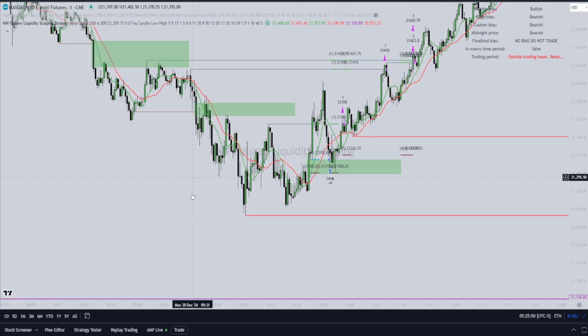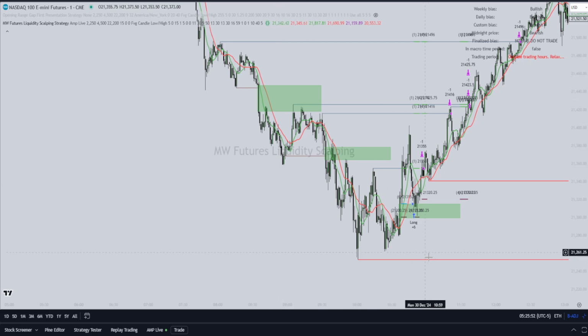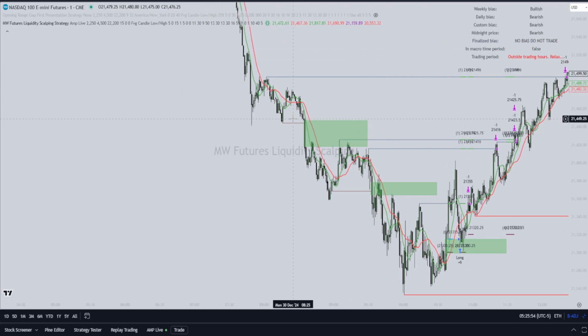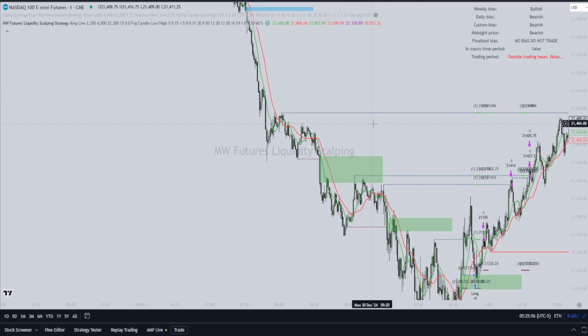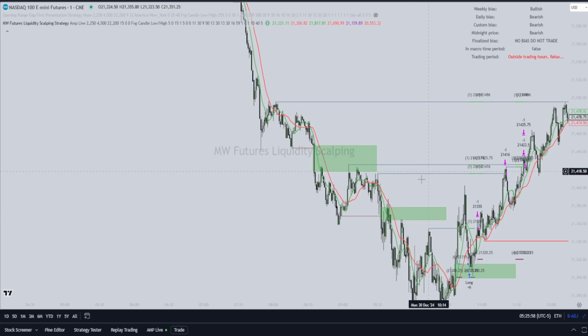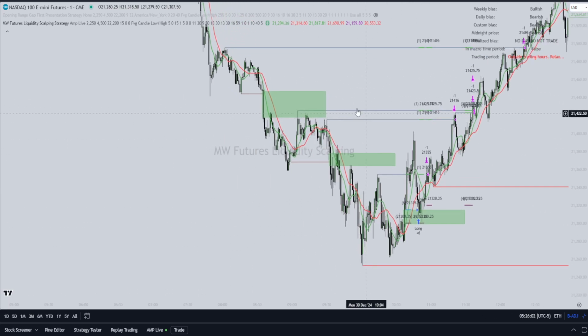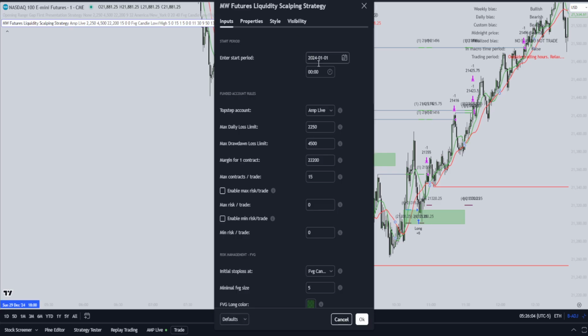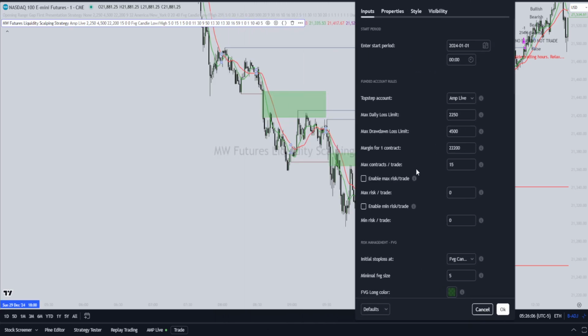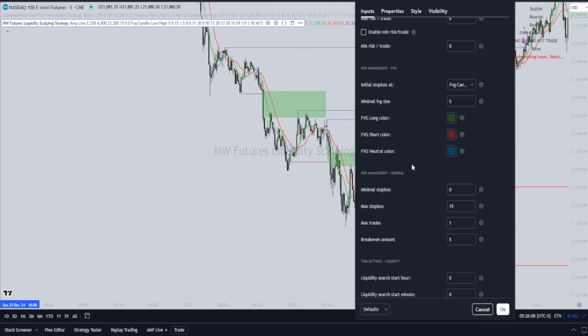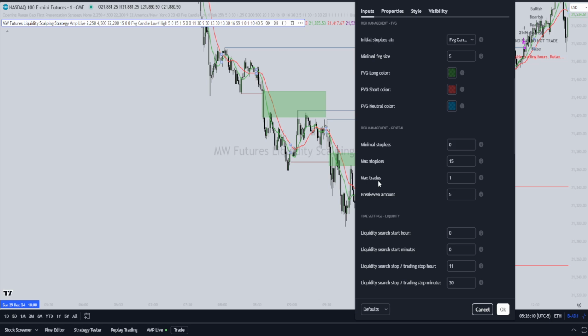As you have already seen, these liquidity pools get created after a certain amount of time. Once a new liquidity pool is created, that means that there is a new session. And with this script, we are allowed to trade each session. And how many trades are we allowed to place in that session? Well, we are allowed to place 1.